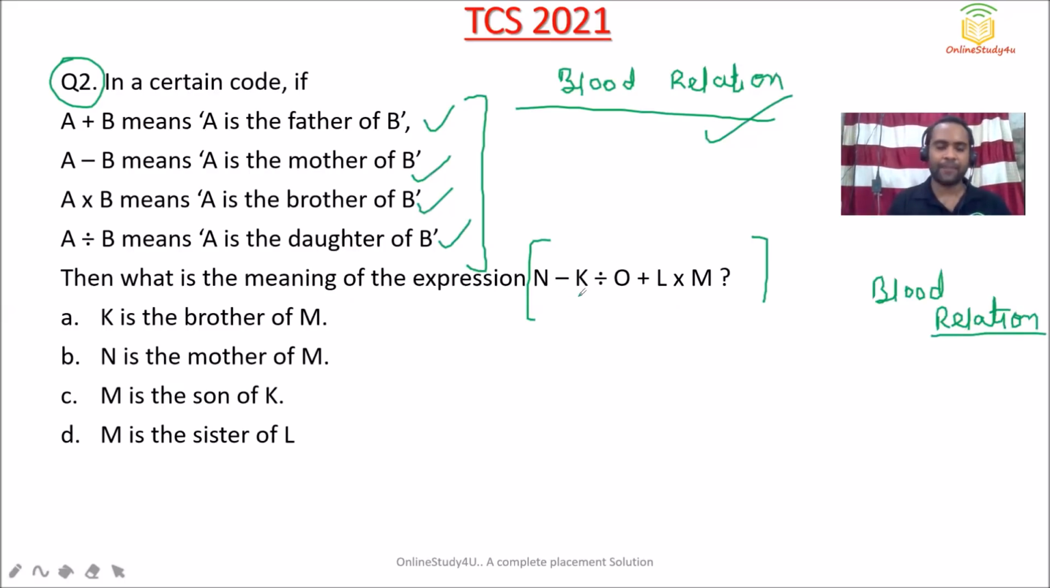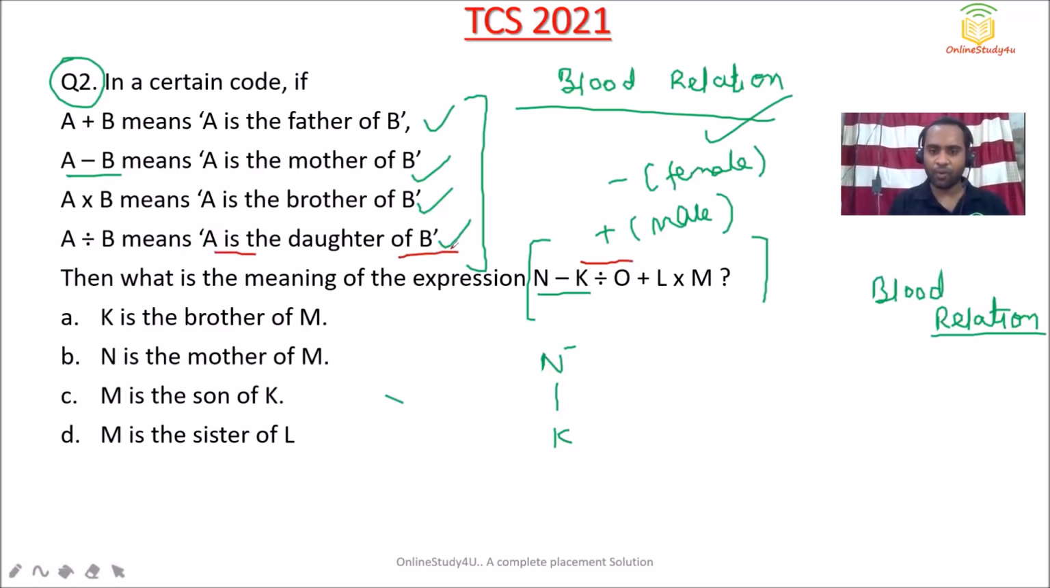So n minus k. Now a minus b is what? a is the mother of b. So here n will become the mother of k. I am giving a minus sign here to differentiate that minus is used for female and plus is used for male. So that is the reason I am giving the symbol here. So n minus k is nothing but n is the mother of k, right? Then k divided by o means k is the daughter of o, right? So k will be nothing but the daughter of o.